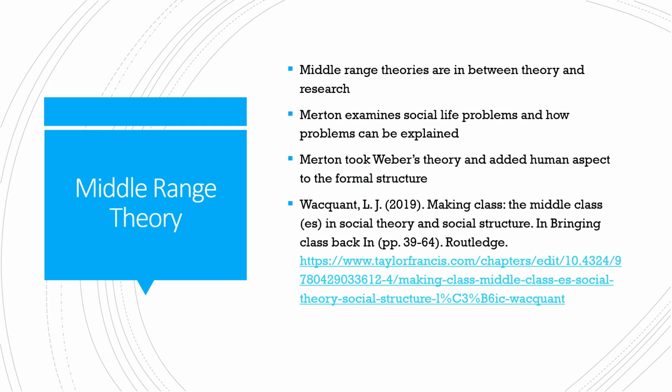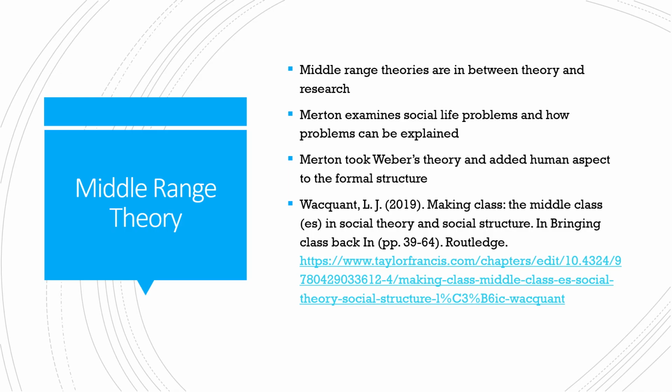The second concept I chose was middle range theory. So middle range theories are between the theory and the research. Merton examines the social life problems and how problems can be explained. Merton took Weber's theory and added a human aspect to the formal structure of it. And I do think it's very interesting that we bring in middle range theory due to the fact that social life problems are real and they are needed to be added to this aspect of structure.